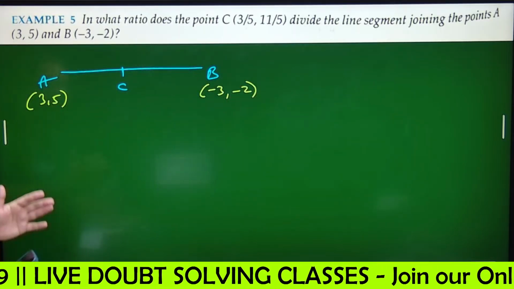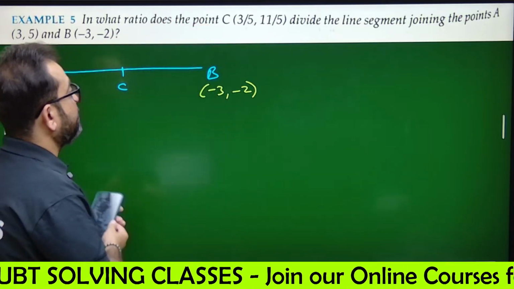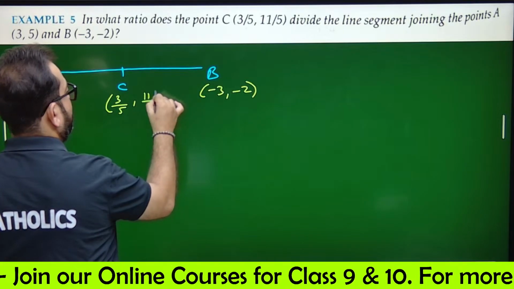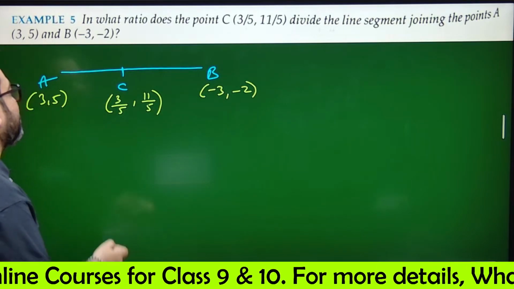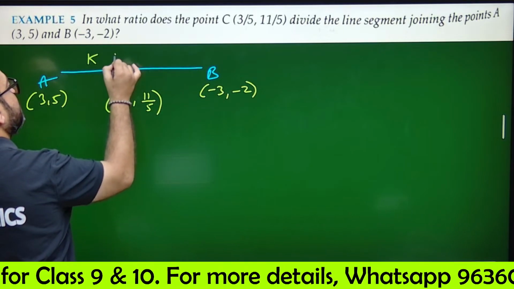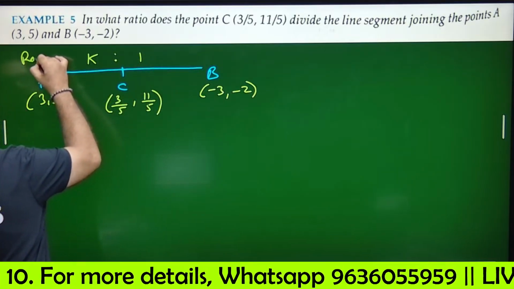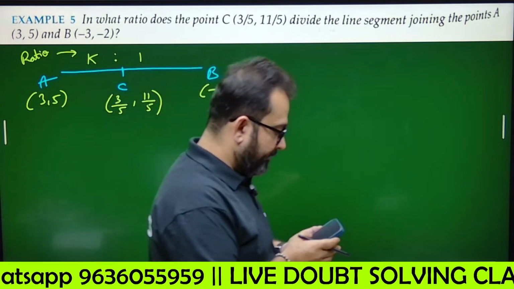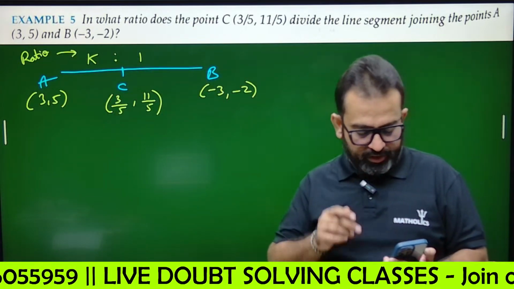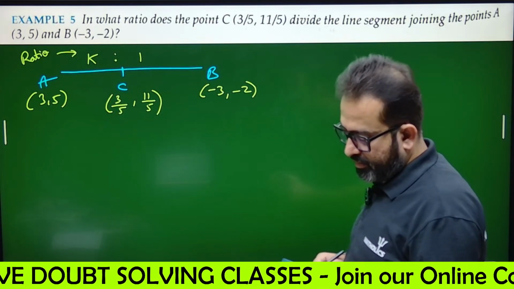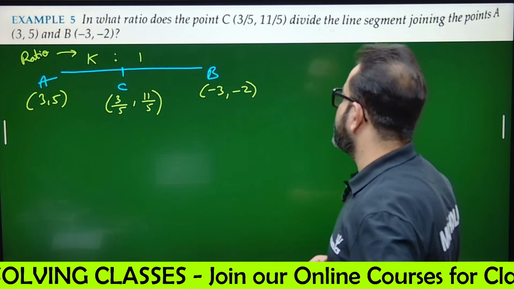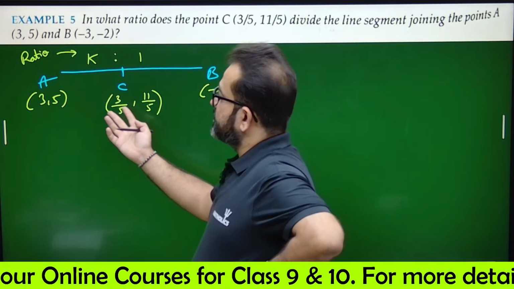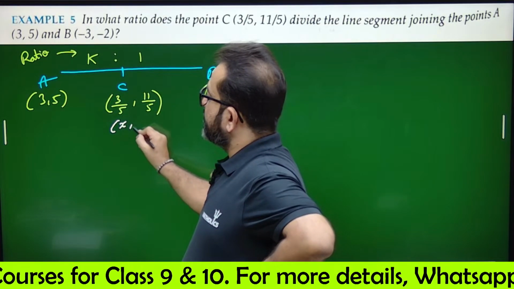In what ratio does the point C, 3 by 5 comma 11 by 5, divide the line segment? That means I have to find the ratio, and the ratio will be k is to 1. So I just have to find the value of k. So how to find the value of k? See, you'll use the section formula. This is the x coordinate, and this is the y coordinate.